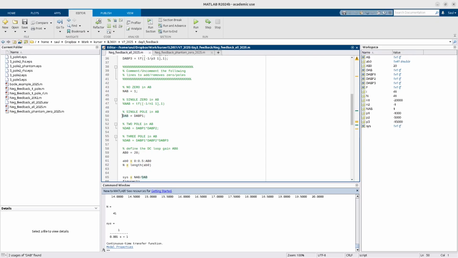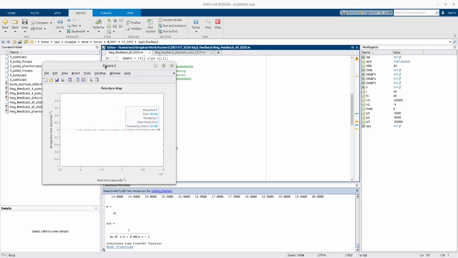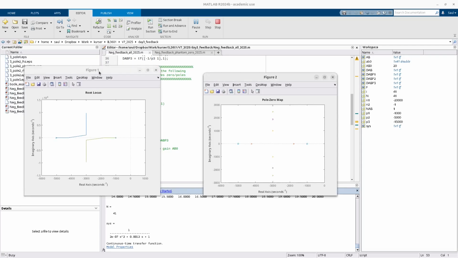So we have a single pole. We are going to comment this. Now we are going to add a second pole. We run the simulation. And then what we see is that the original positions of the poles were here, and then when we start increasing the loop gain, first they get together, they crash somewhere around 3 kHz, and then they split, become complex. And they go vertical. So this is the behavior of a two-pole system without zeros.